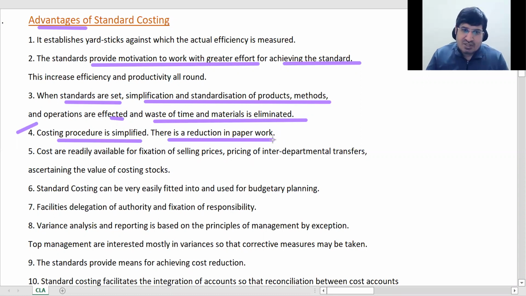So what I'm trying to say is, for stores ledger and all, when you issue materials out, you do it only at standard cost. So you don't have to find the balance every time. So that is one example, and there are many other things. There is reduction in paperwork.